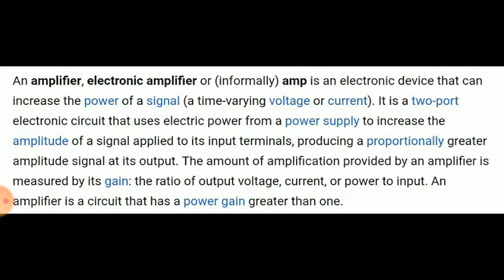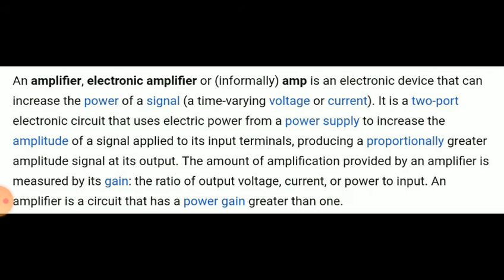So an amplifier, electronic amplifier or amp, is an electronic device that can increase the power of a signal. Thus, an amplifier modulates the output of the power supply to make the output signal stronger than the input signal. The amount of amplification provided by the amplifier is measured by its gain. An amplifier is a circuit that has a power gain greater than 1.